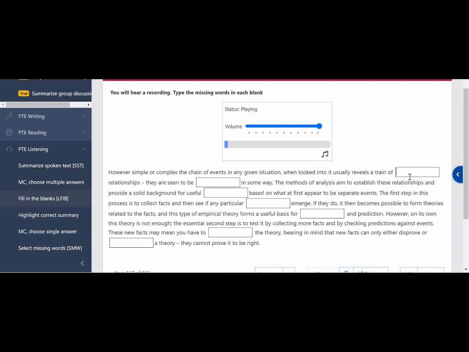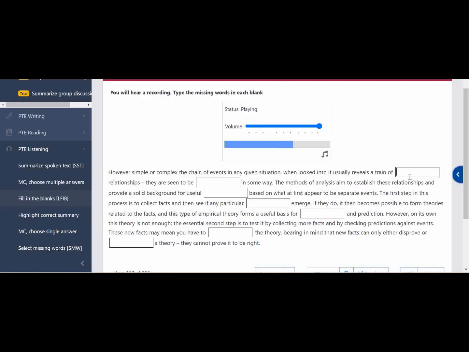However simple or complex the chain of events in any given situation, when looked into, it usually reveals a train of causal relationships. They are seen to be linked in some way. The methods of analysis aim to establish these relationships and provide a solid background for useful generalizations based on what at first appear to be separate events. The first step in this process is to collect facts and then see if any particular patterns emerge. If they do, it then becomes possible to form theories related to the facts, and this type of empirical theory forms a useful basis for analysis and prediction.